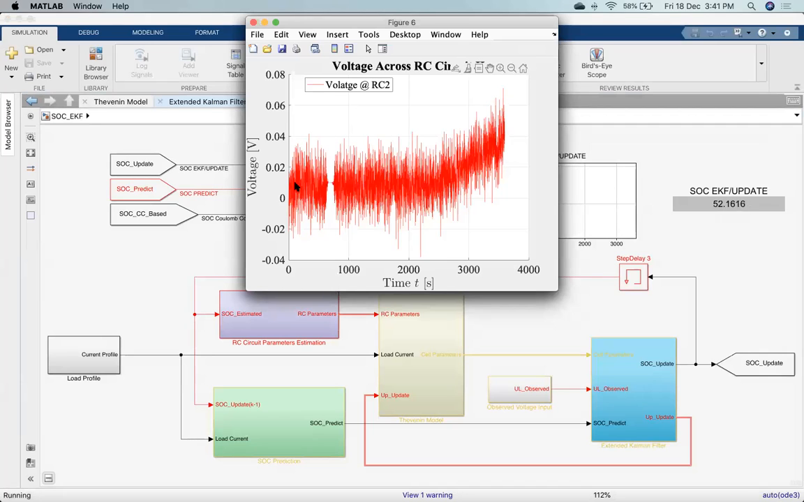So this is how the voltage across the RC circuit is behaving. This graph is varying between minus and 0.04. So this is how much the voltage variation is happening across the RC circuit. And as I told you, I am using two RC circuits, so we have to consider two voltage across RC circuits, right? So these are the voltage across the RC circuit one.